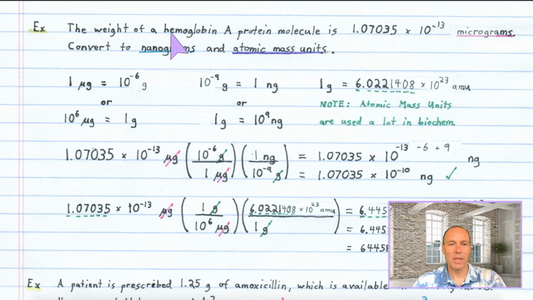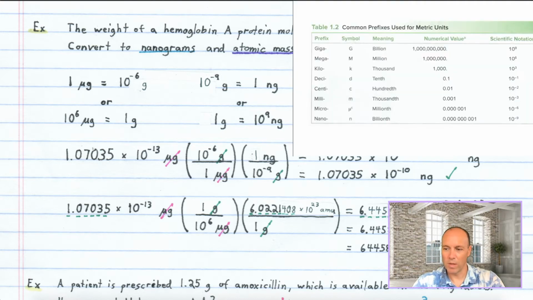The weight of a hemoglobin A protein molecule is 1.07035 times 10 to the minus 13 micrograms. Convert this mass to nanograms and atomic mass units. So what is a microgram, and what is a nanogram, and what's an atomic mass unit? You can find this information in your textbook. I'll point you again to table 1.2.